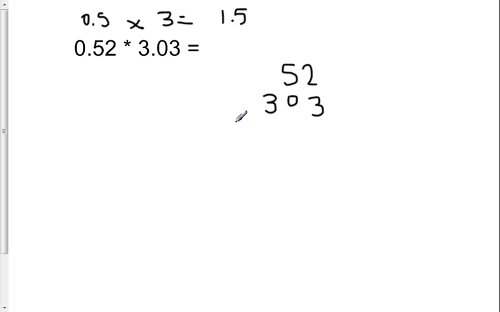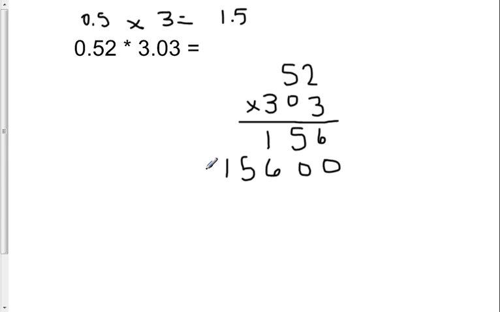if those confuse me. Using traditional multiplication, 3 times 2 is 6, 3 times 5 is 15. My placeholder in the ones place, 0 times 52 is 0. Multiplying by 300, 3 times 2, 3 times 5, add.